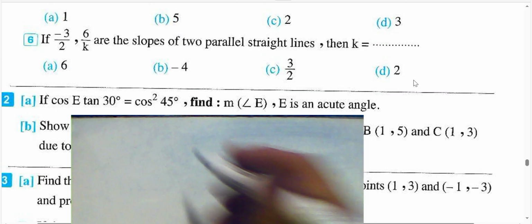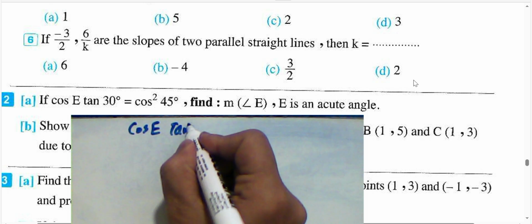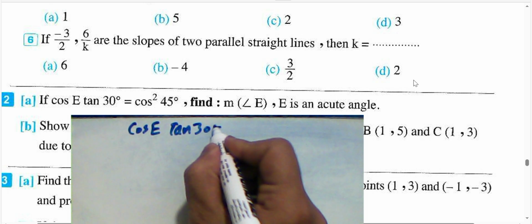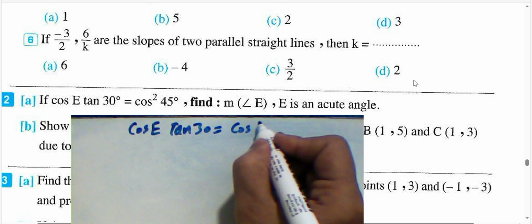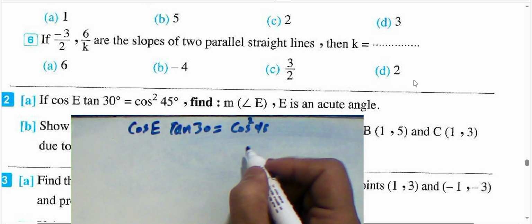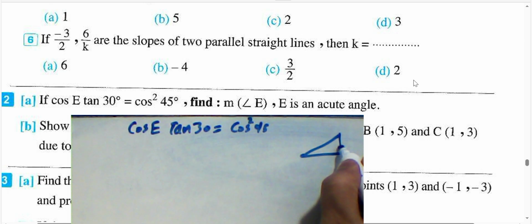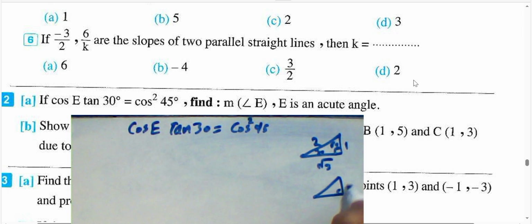If cosine E product by tan 30 equals cosine power 2 45, find the measure of angle E. We can solve this example by drawing a 30-60 triangle, with sides 1, 2 and root 3, and also drawing an isosceles right triangle, with angles 45 and 45 and sides 1, 1 and root 2.